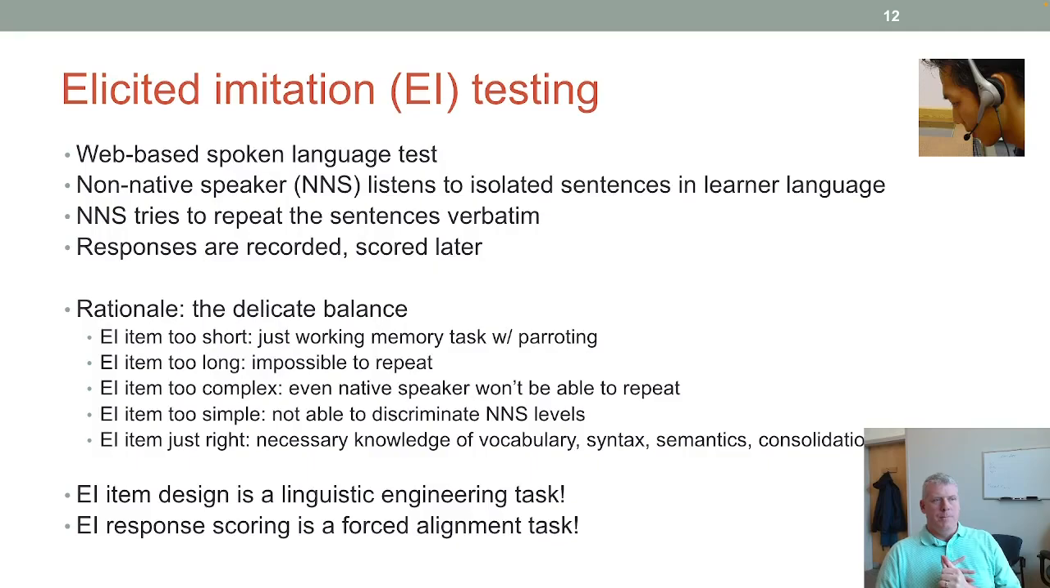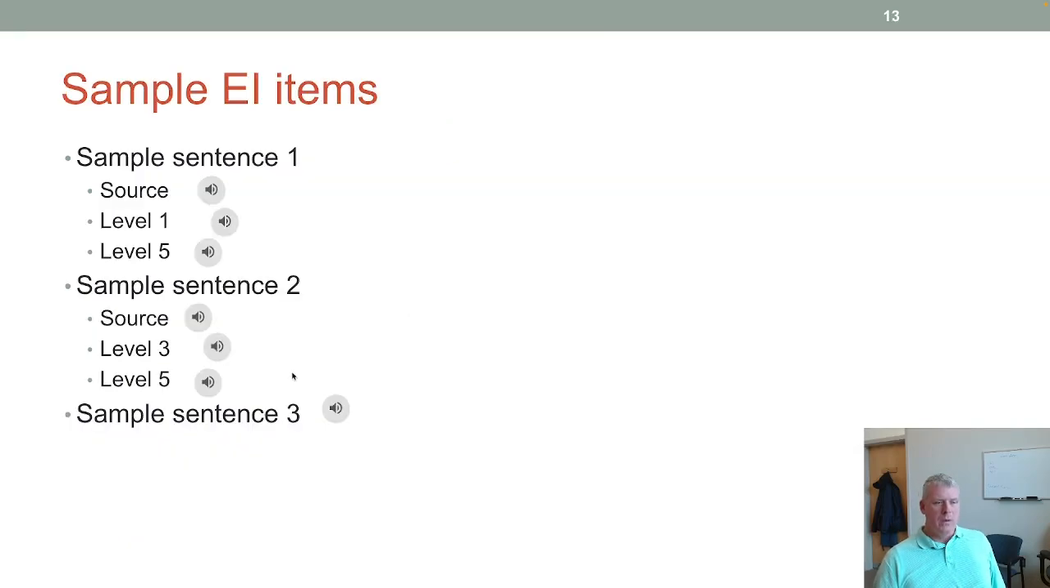So creating elicited imitation items is a linguistic engineering task itself, trying to find good items. And you can also use forced alignment to score these responses. So here are some examples. Let me play a couple here. I'll play all of these. So here's sample one. Here's a native speaker speaking.